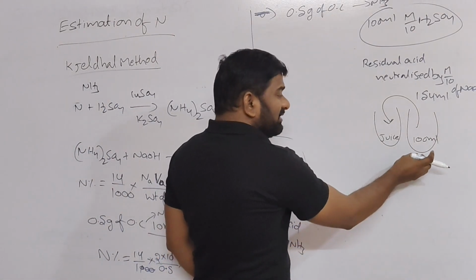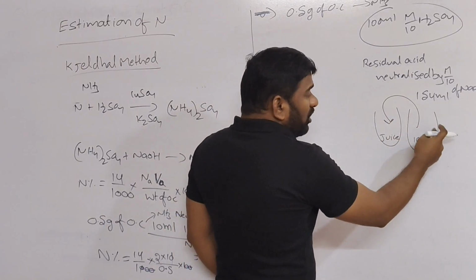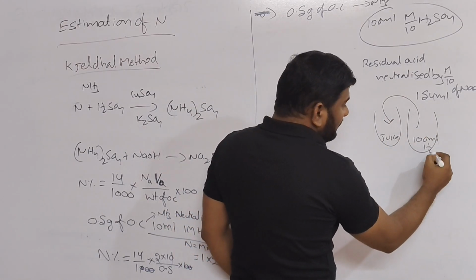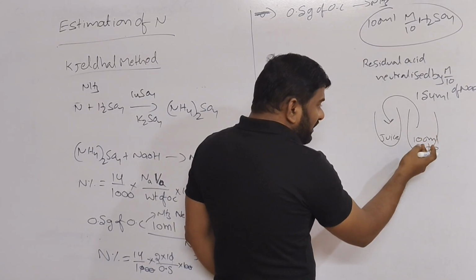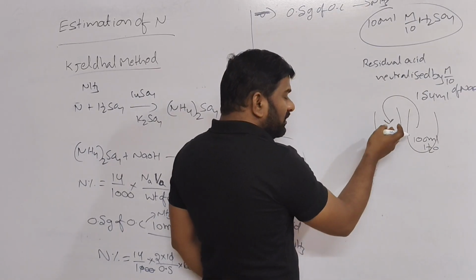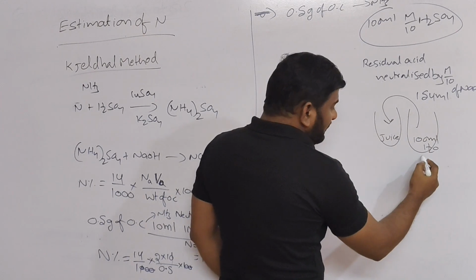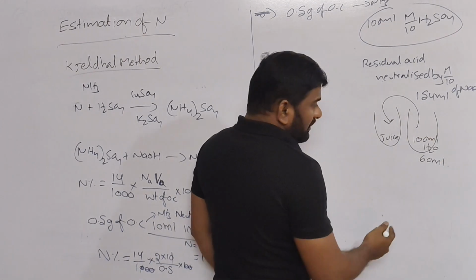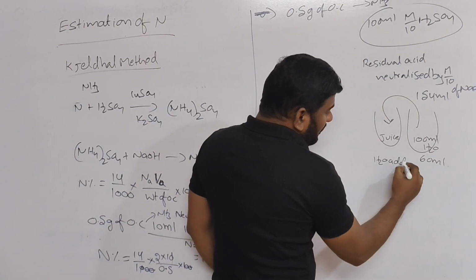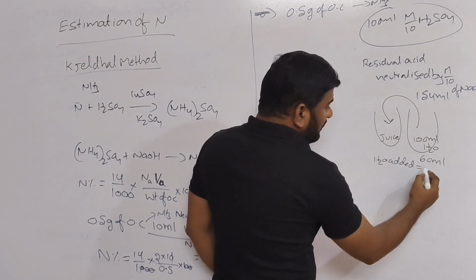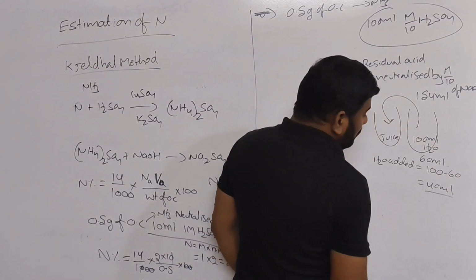From the 100 ml, some amount I added. To know how much I added, I check how much volume of water is left. If I know that, I subtract it from 100 and get the amount of water added. Suppose after adding some water, 60 ml of water is left. Then how much H2O is added? 100 minus 60 means 40. 40 ml of H2O is added.